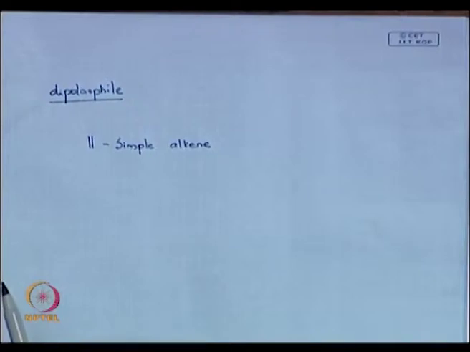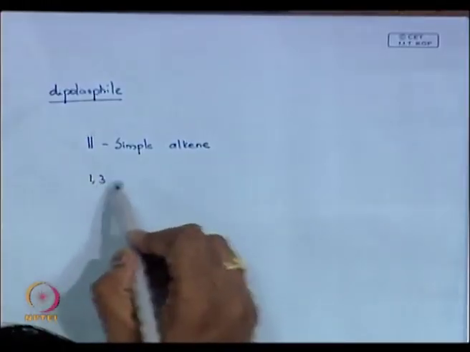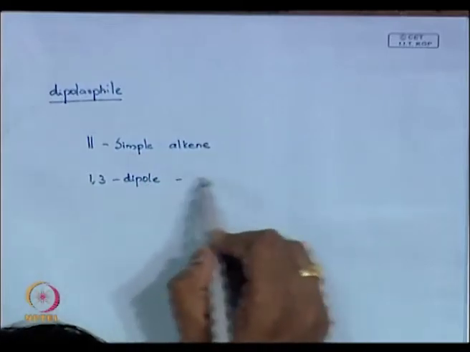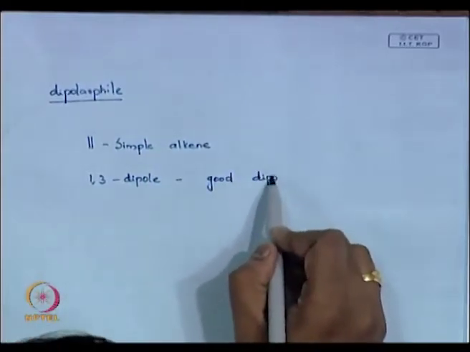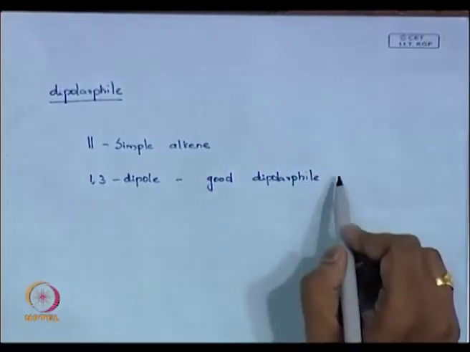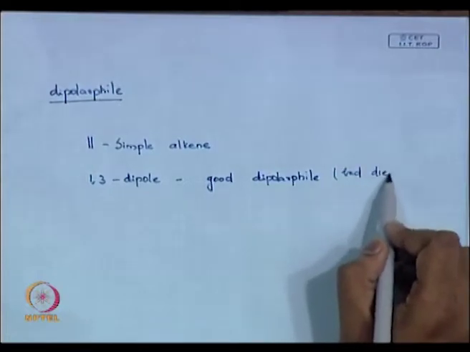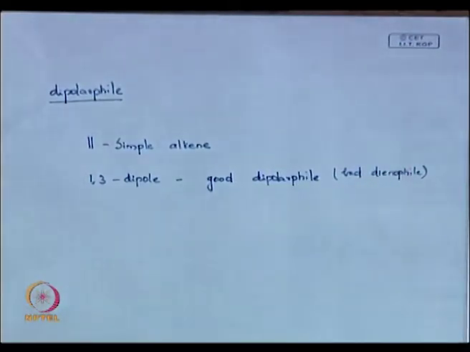You take a simple alkene. If you take a simple alkene and do a Diels-Alder reaction, simple alkenes are not good dienophiles. But in the case of 1,3-dipoles, they are very good dipolarophiles. I can say they are bad dienophiles, simple alkenes. Simple alkenes are good dipolarophiles, that means you can do your 1,3-dipolar cycloaddition reactions with your simple alkenes, but it is not that good a dienophile when you think about the Diels-Alder reaction.